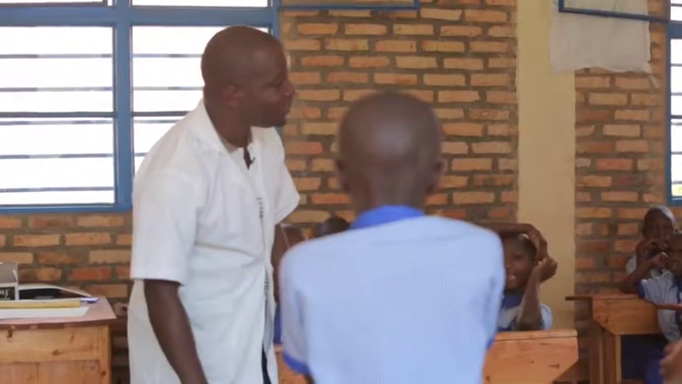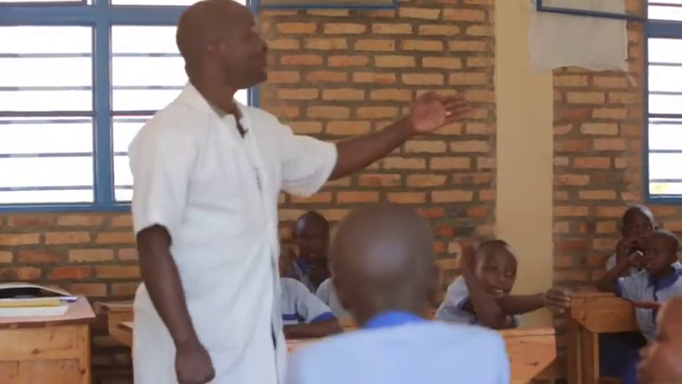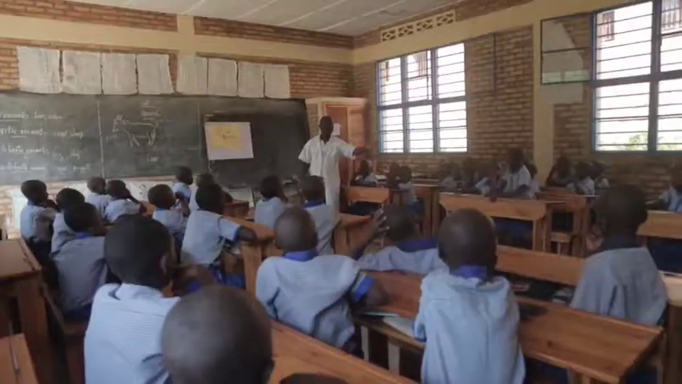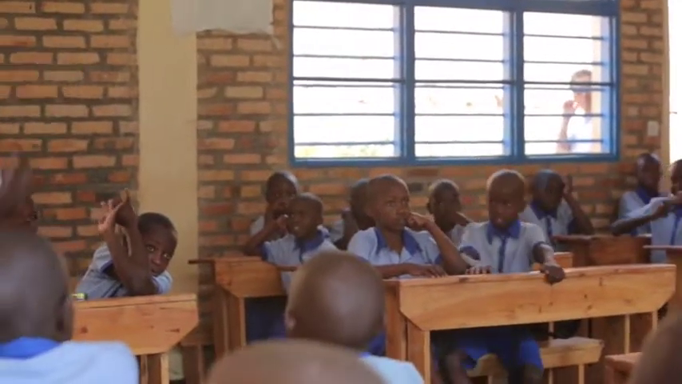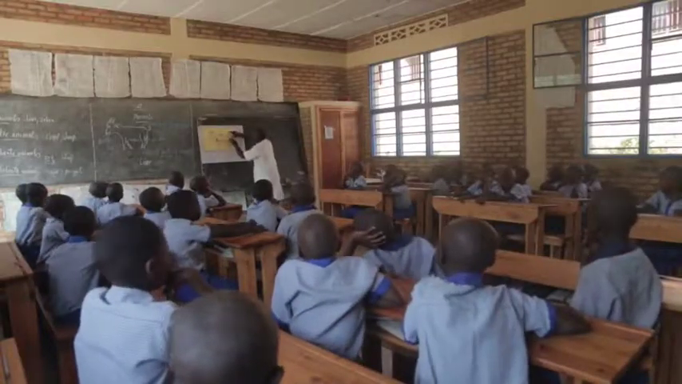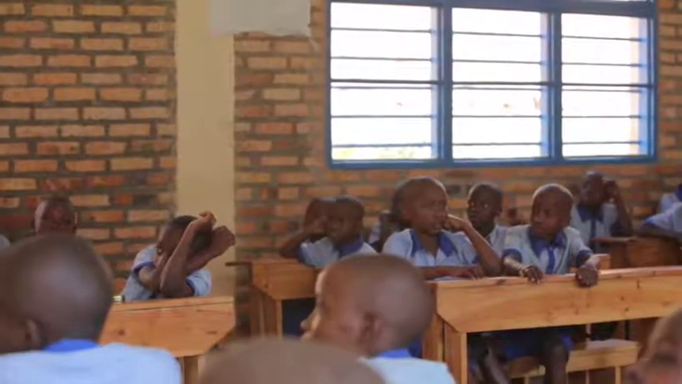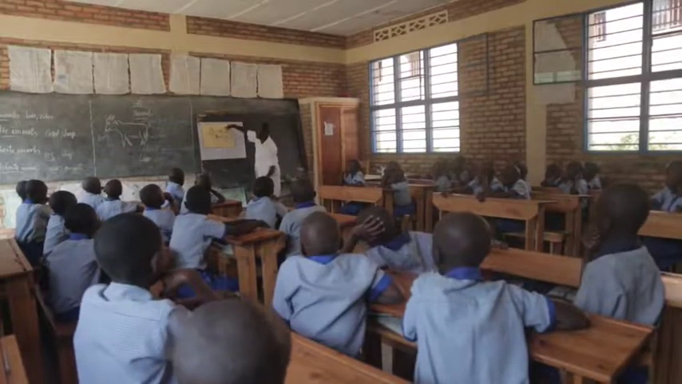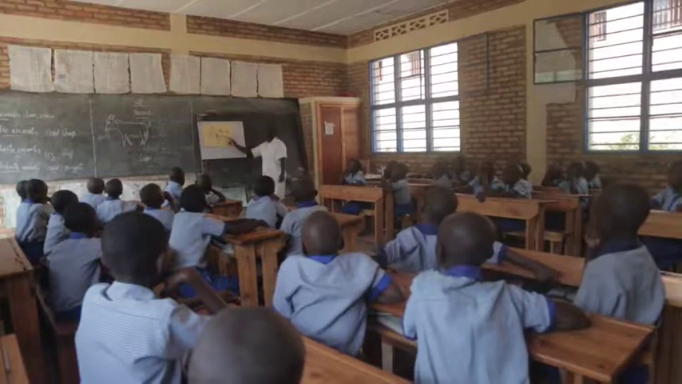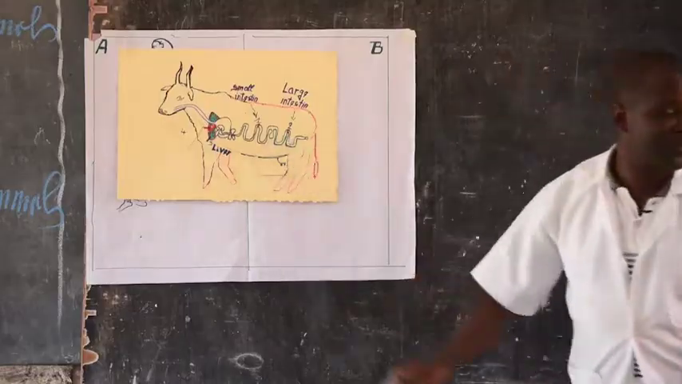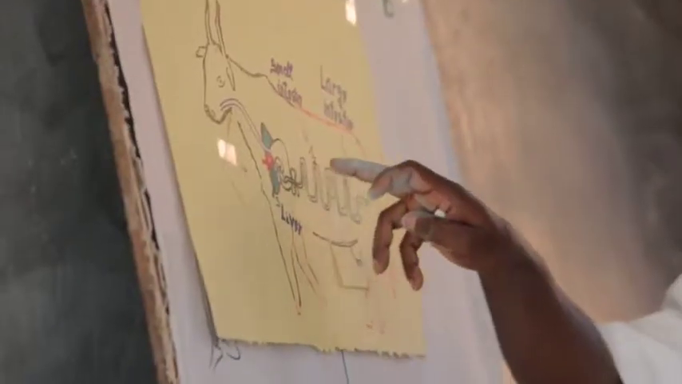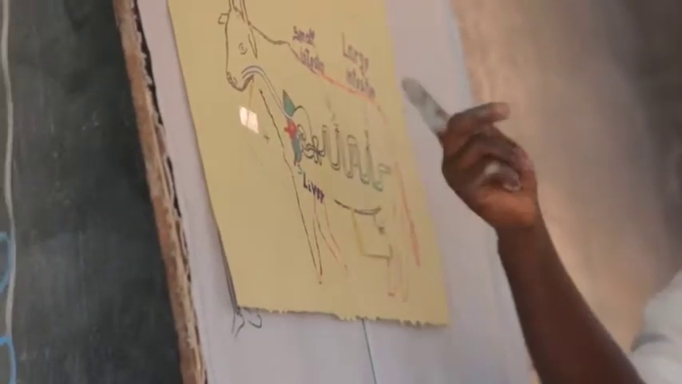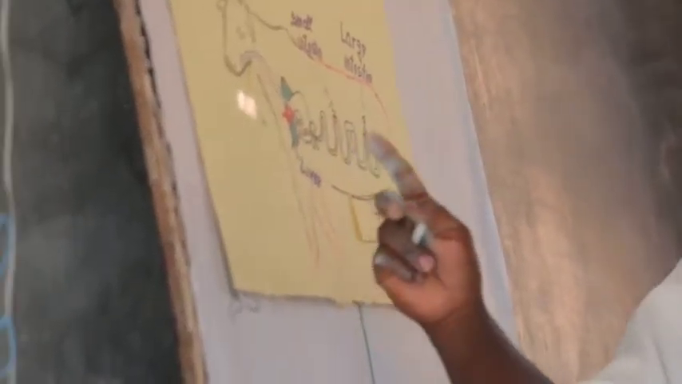Intestine. Repeat. Large intestine. Stand up. You repeat. Large intestine. All of them. Large intestine. This one is large intestine. Small intestine and large intestine. Are we together? Yes. This is small intestine. And this is large intestine.